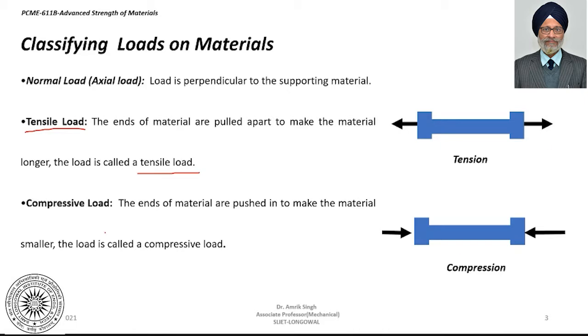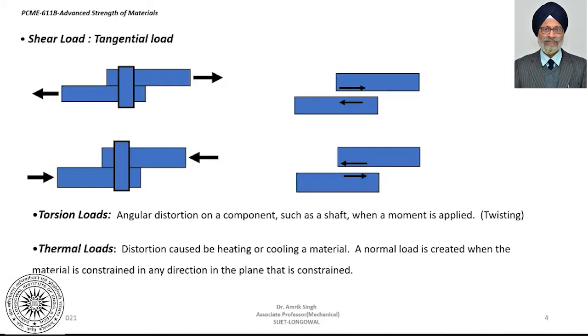And the second type is the compressive load, in which the ends of the material are pushed to make the material shorter, and this type of load is known as the compressive load. So this is just to revise. The third type of load is the shear load. It is tangential in nature.